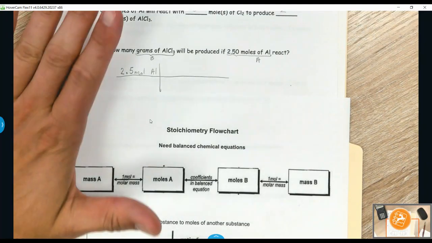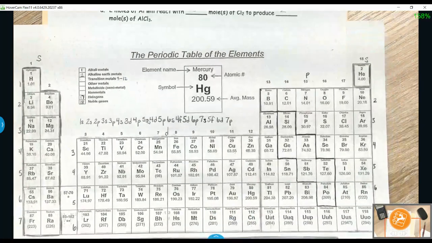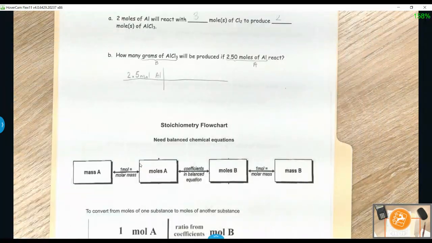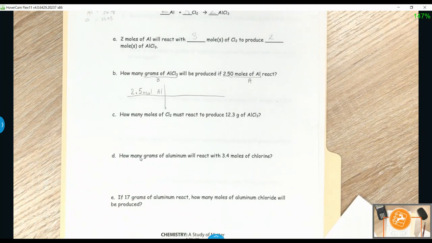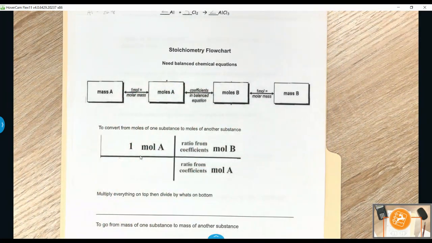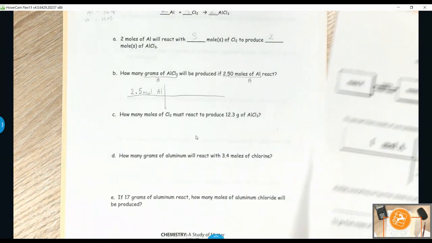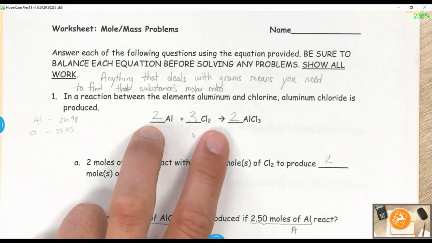So when dealing with stoichiometry problems, you need a periodic table. I would say you would also like a flowchart of some sort. I'm going to show you guys how to use this. And then you also need balanced equations. So I already balanced this equation here for you guys.